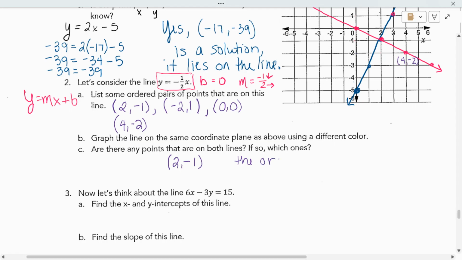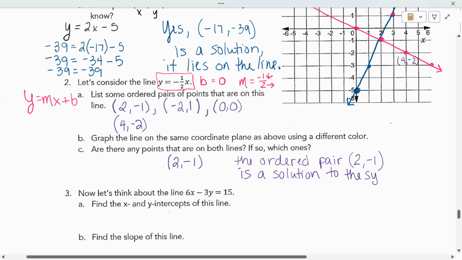Yeah, the ordered pair 2, negative 1 is a solution to the system. Now I have to say what two equations are in my system. So my first equation I used was y equals 2x minus 5. And the second equation I used was y equals 1/2 x. So that is my system.